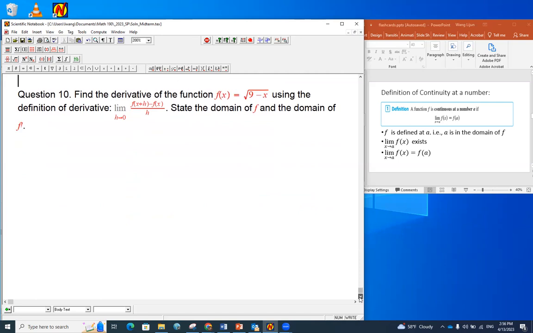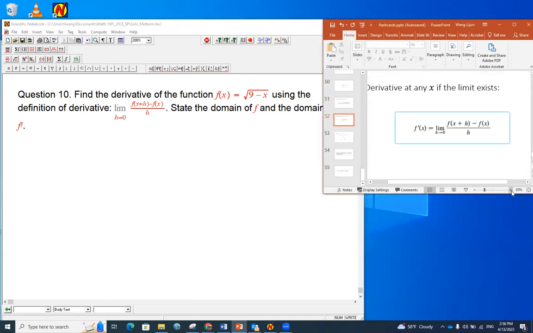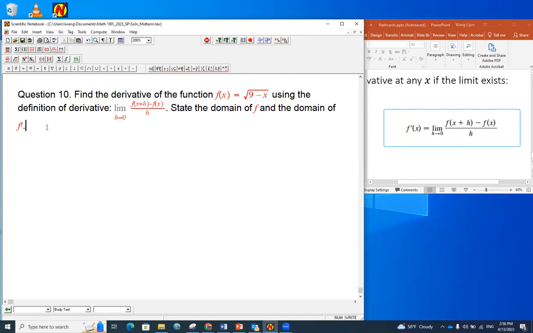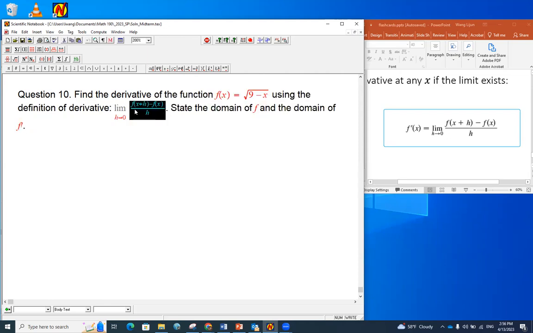Last but not least, we're applying the definition as how to find the limit right here, finding the derivative of a function at any point. So this is the definition we're applying. Number 10 is about doing that, and of course you're told to use it, to apply that definition. So let's do it.